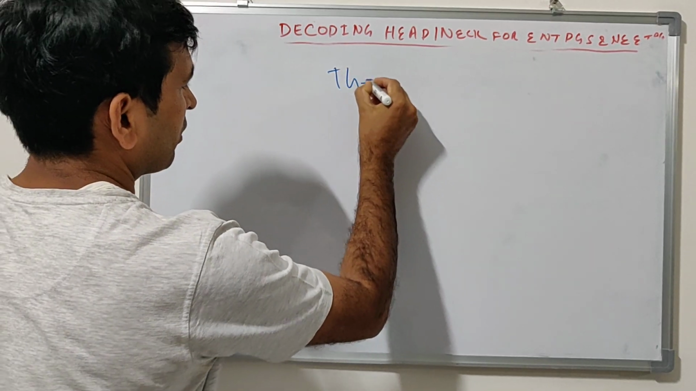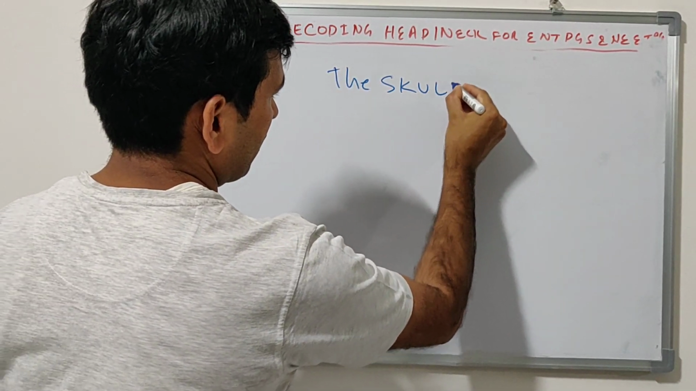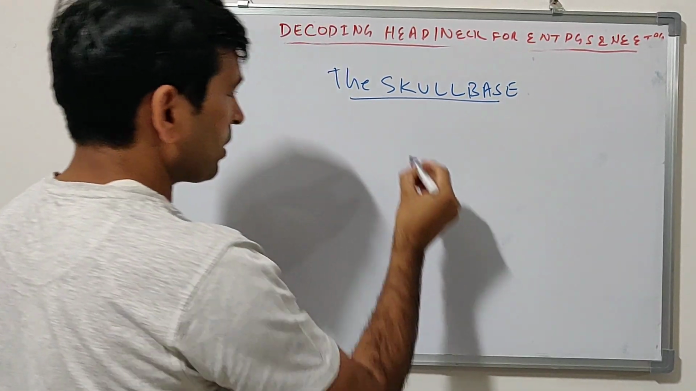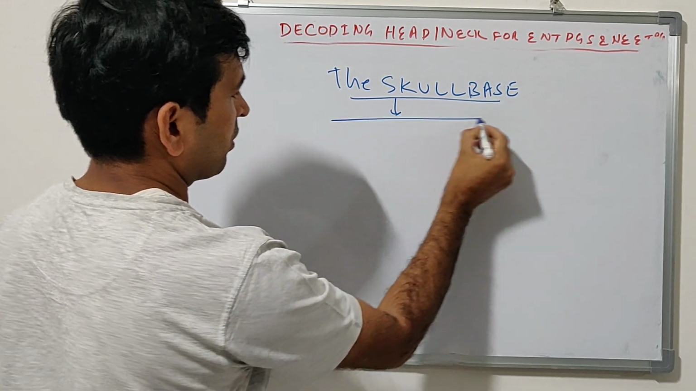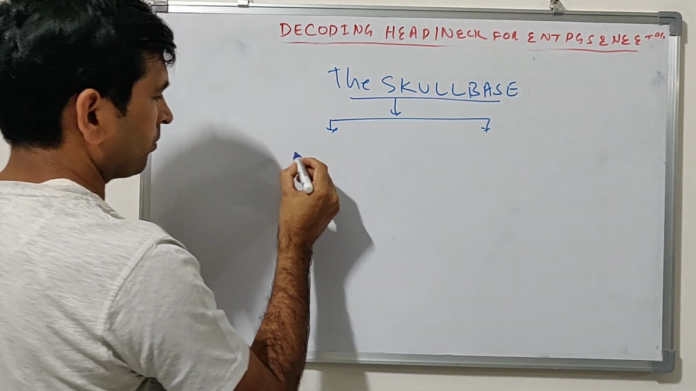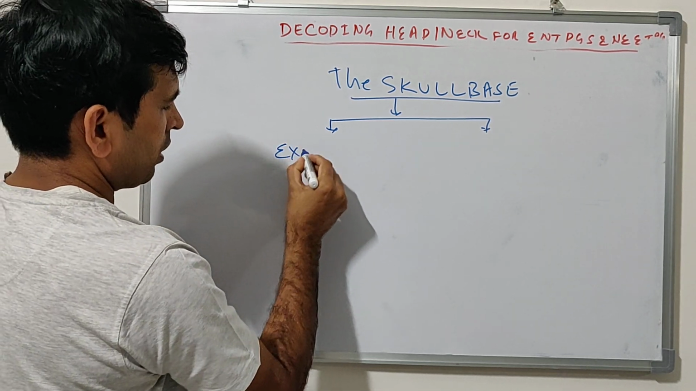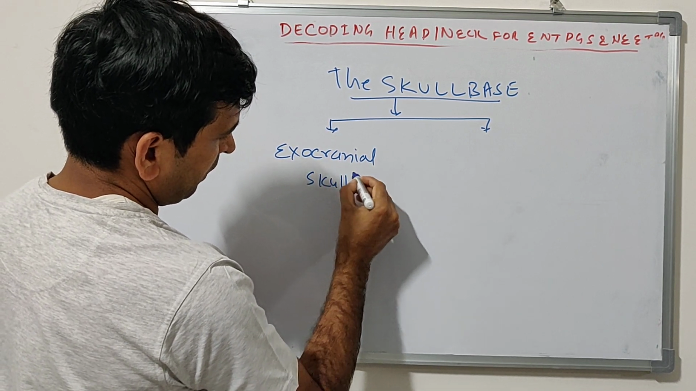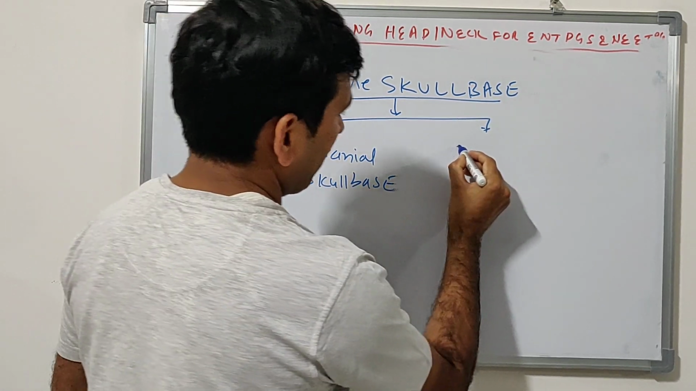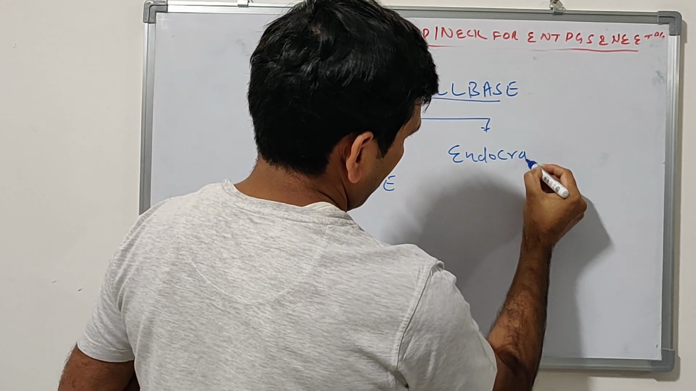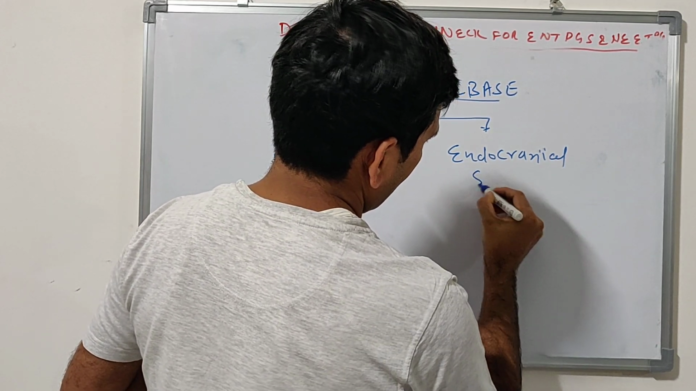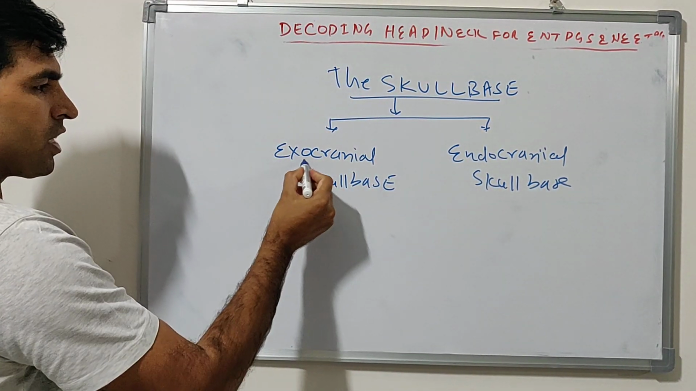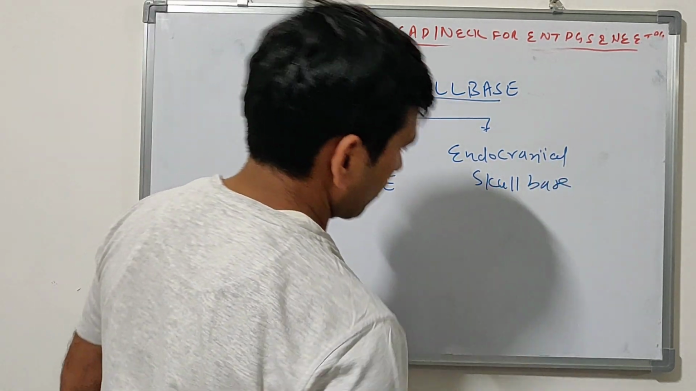Today we will talk about the skull base. The skull base has two parts: exocranial skull base and endocranial skull base.